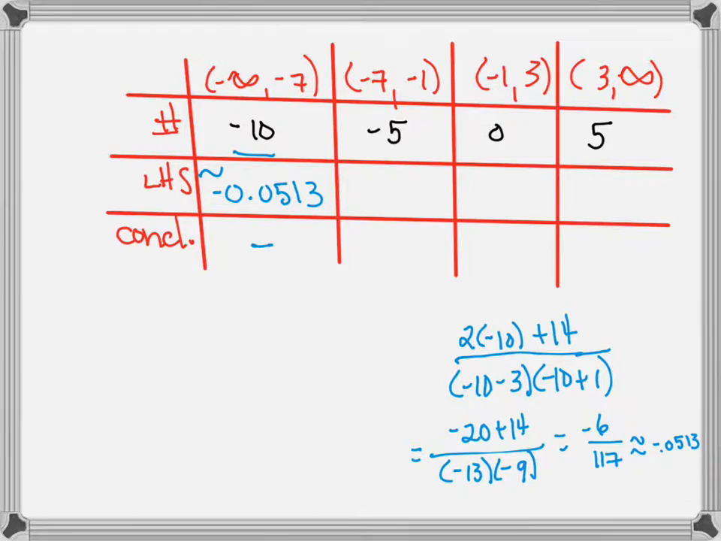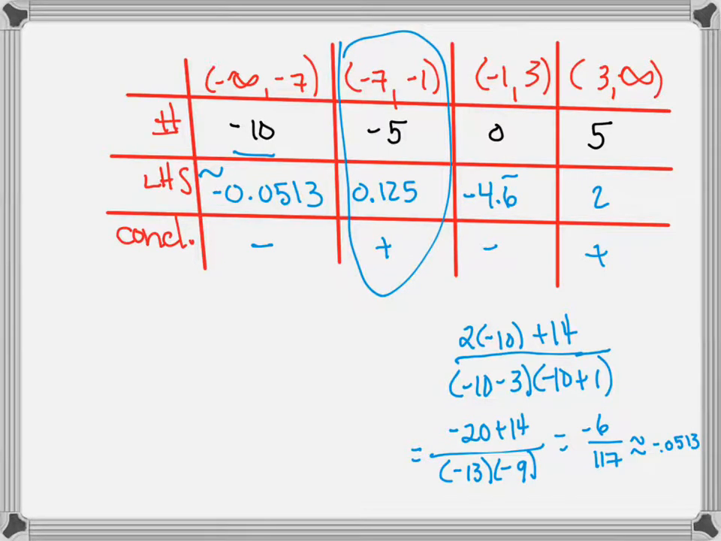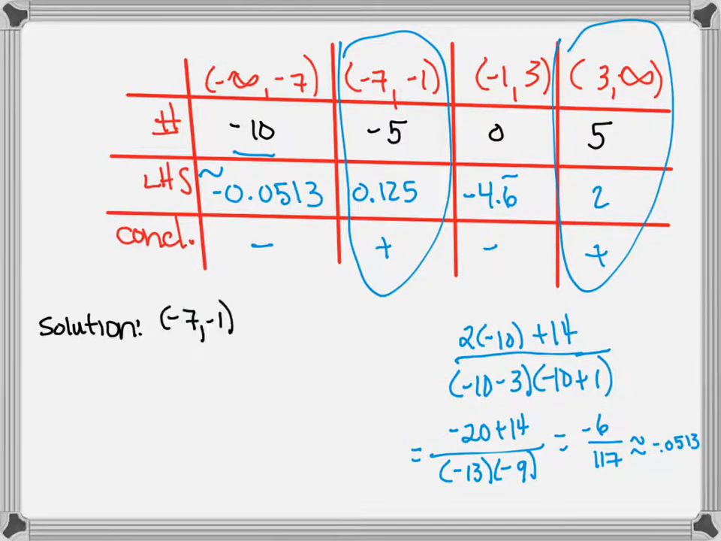When I substitute in -5, my left-hand side evaluates to 0.125, which is positive. When I substitute in 0, I get -4.6 repeating, which is a negative number. When I substitute in +5, I get 2, which is a positive number. And remember, we were interested in the positives. So second interval and the third interval. I don't want my zeros here, so I'm not including anything. So my solution is -7 to -1, union 3 to infinity.